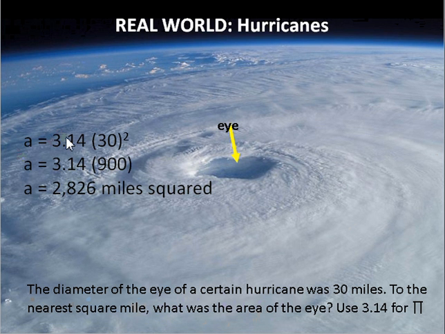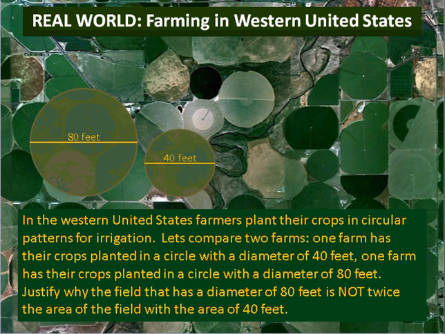I wrote it out as area equals pi times 30 squared. Let me just start all that over. Area equals pi times 30 squared. That is 3.14 times 900, which is going to be 2,826 miles squared. That is the area of the eye of this hurricane. That's just the eye. That's where there's nice weather immediately under it. This is all the intense weather. So that's a large area.